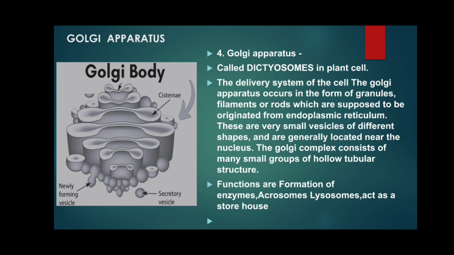The function of Golgi bodies is to store, modify, package, etc. Lysosomes are also formed by Golgi bodies. The acrosome, that is the part of the human sperm, is also formed by Golgi bodies. It is found near the endoplasmic reticulum and nucleus inside the cell.